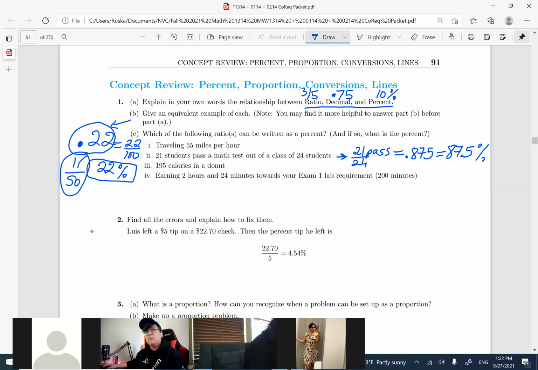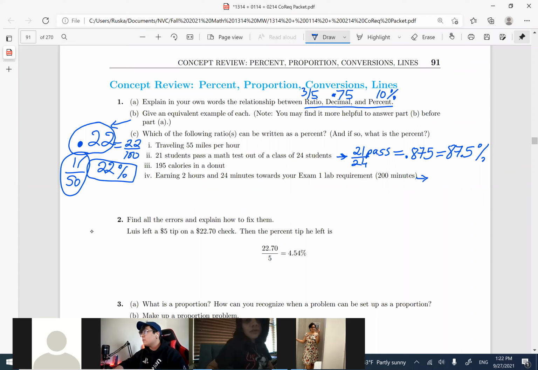Earning 2 hours and 24 minutes towards your exam 1 lab requirement. Can you do how many percent? Can you do that? Yes. Okay. So how do you do that? How do you get the percent here?